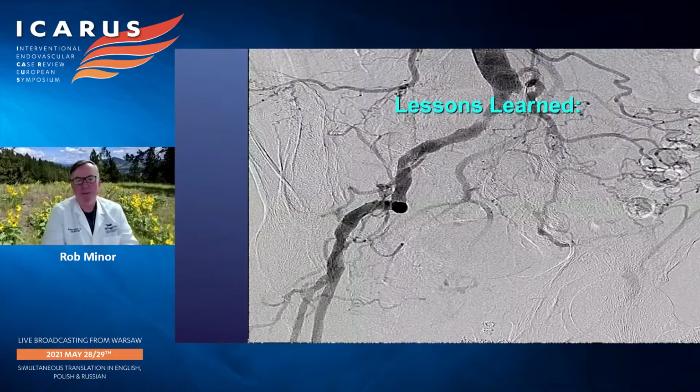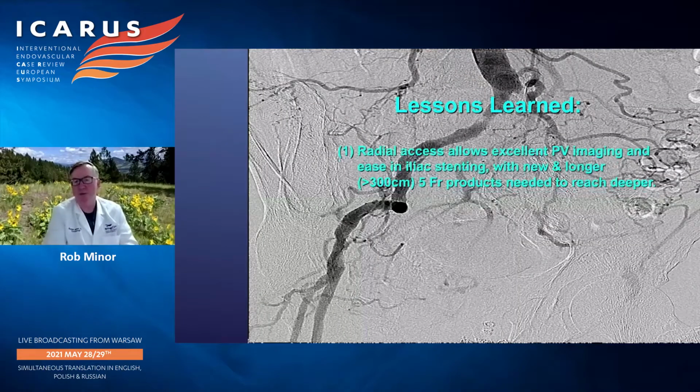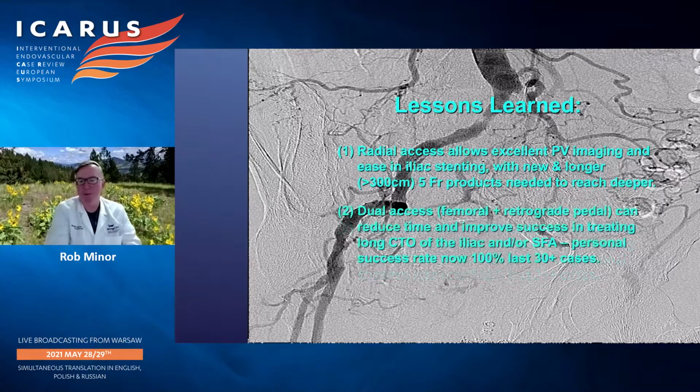Lessons learned: radial access allows excellent peripheral imaging, and I believe ease in iliac stenting, with new and longer 5-French products needed to reach deeper into the SFA, popliteal, and tibial arteries. Dual access can reduce time and improve success in treating long CTOs of the iliac and SFA. My personal success rate is now 100% in my last 30 cases.